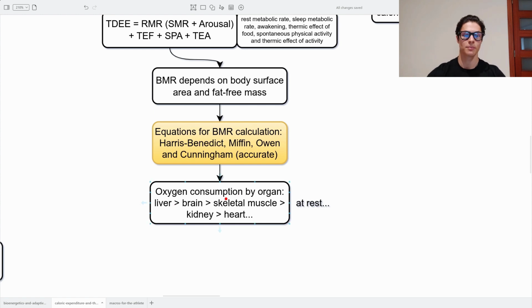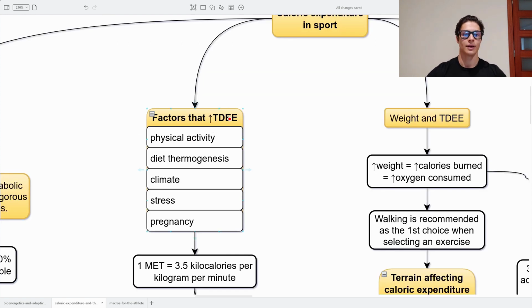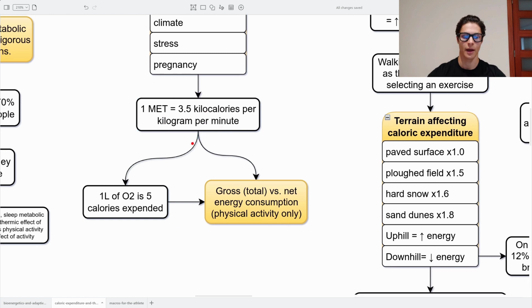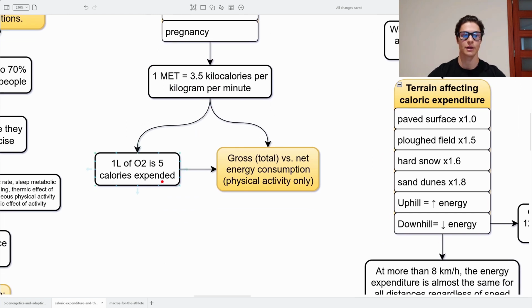And the oxygen consumption by organ, well, at rest, the liver is the one that uses the most oxygen. It's also the largest, followed by the brain, then the skeletal muscle, kidneys, and heart. But when exercising, the skeletal muscle is the one that uses the most oxygen. So what are the factors that increase the total daily energy expenditure? The physical activity, of course, the diet thermogenesis, the amount of proteins we have to digest, the climate as well, the stress, and pregnancy. 1 MET is 3.5 kilocalories per kilogram per minute, and 1 liter of oxygen is 5 calories expended, more or less.